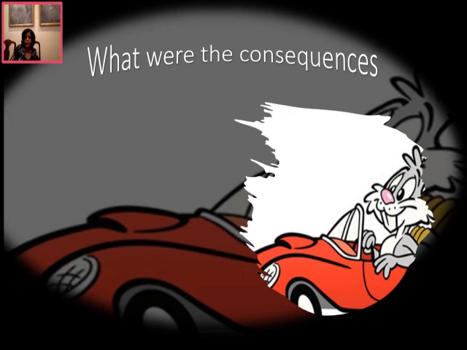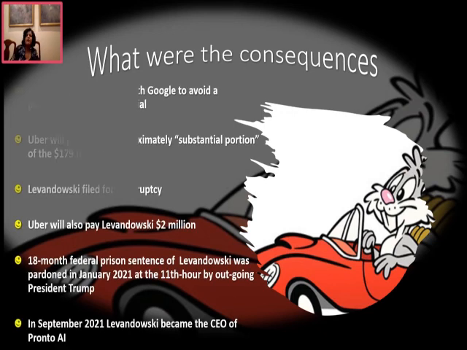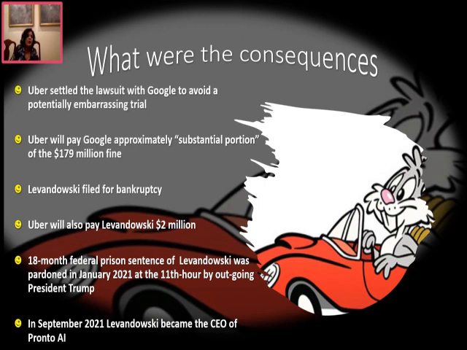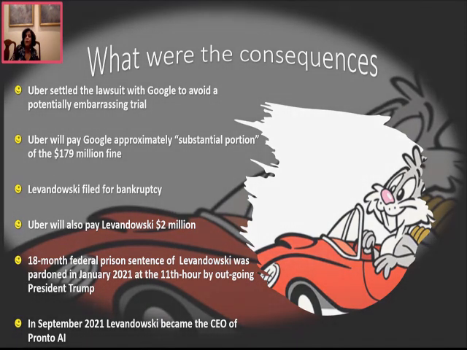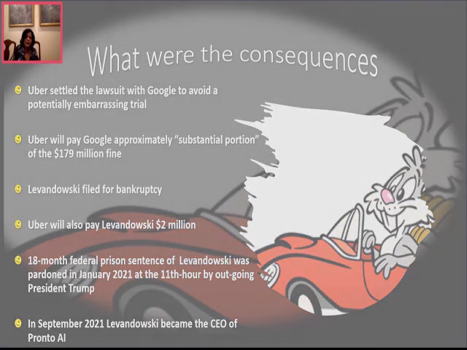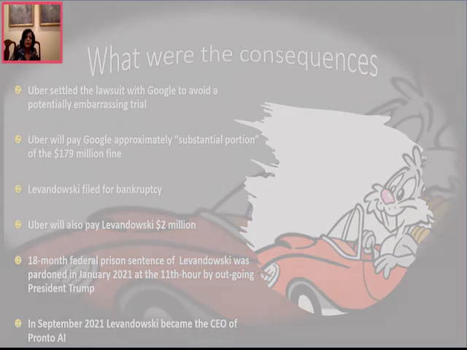Uber settled a lawsuit with Google to avoid a potential embarrassment and promised to pay Google approximately $179 million. Uber also paid Lewandowski $2 million. And Lewandowski's 18-month prison time was pardoned, and today he is the CEO of Pronto AI. So therefore, we can say we operate in a very, very grey area.